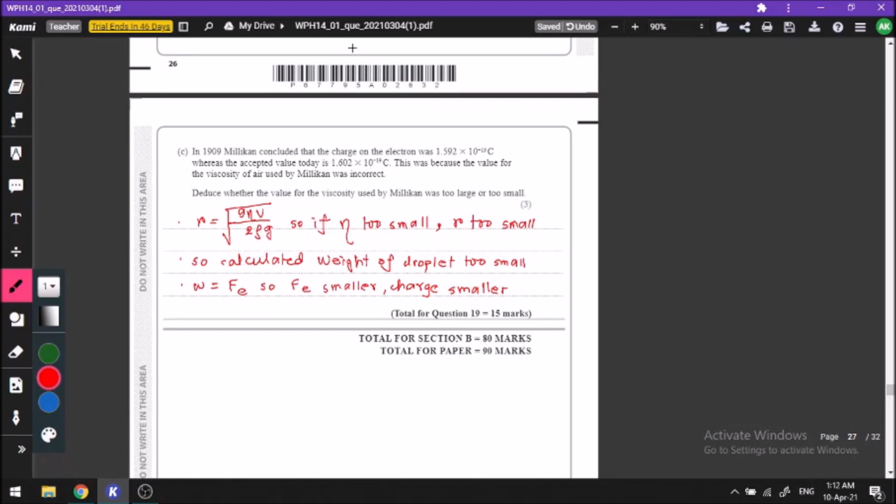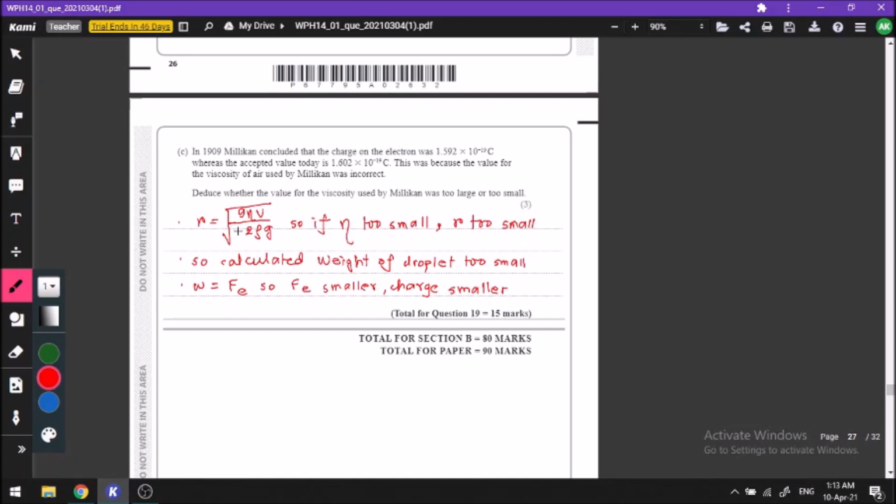Finally, in 1909, Millikan concluded that the charge of the electron was this much. But now we know that the charge is this much. This could be because the value of the viscosity of air used by Millikan was incorrect. Deduce whether the value of viscosity was too large or too small. First of all, you need to use this equation. Using this equation, you have to work your way out.